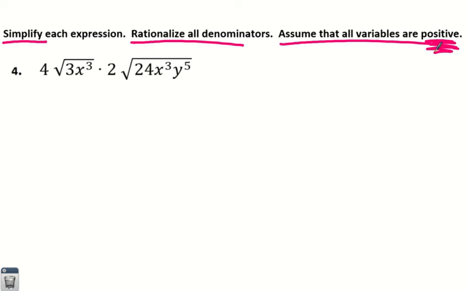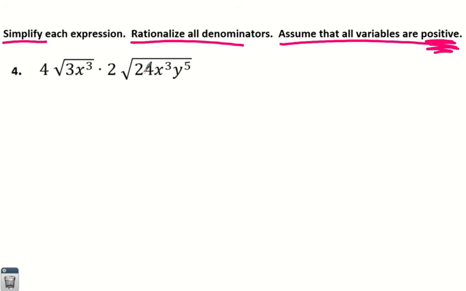We're going to assume that all variables are positive. What that really means is that we do not have to worry about including any absolute value in any final answer, okay? So, with number 4, potentially we can simplify just this part. The square root of 3 we can't do anything with, but the square root of x to the third, you could break off an x to the second to do it, and simplify it a little bit before doing anything else. Same thing over here.